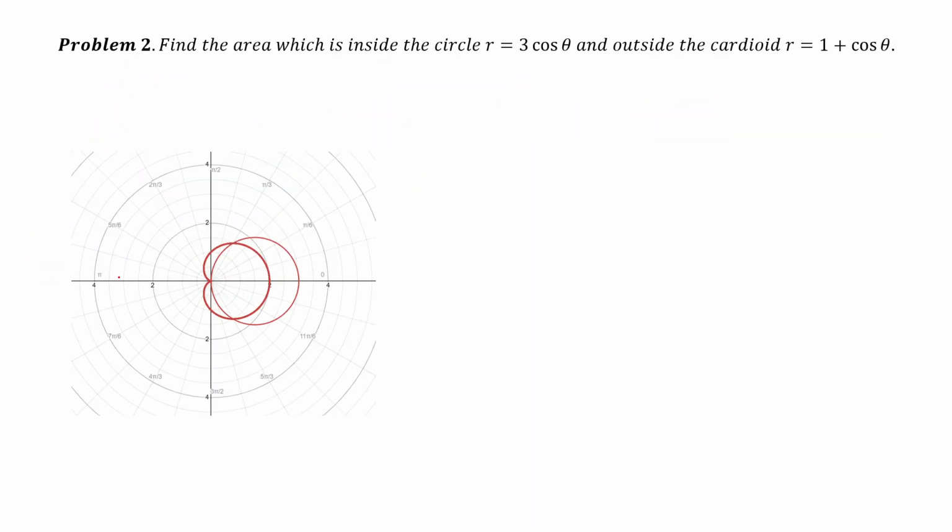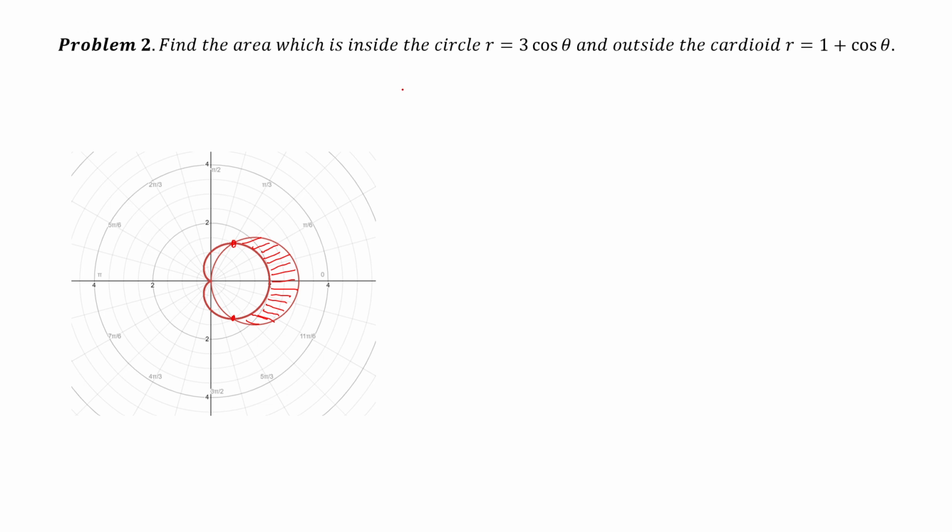The next is to find the area which is inside the circle r equal to 3 cosine theta and outside the cardioid r equal to 1 plus cosine theta. Okay, find the area inside the circle and outside the cardioid. The first thing that we're going to do, again, is find the intersection. What is this intersection? Based on the graph, that is pi over 3.